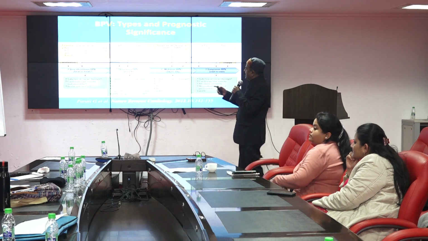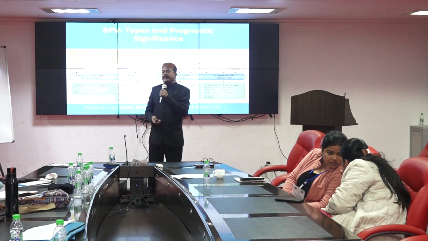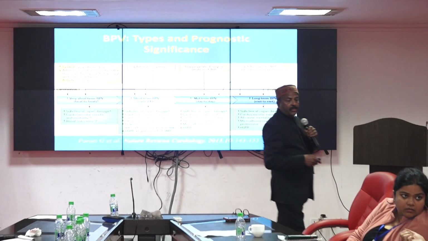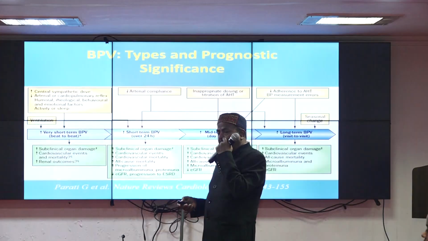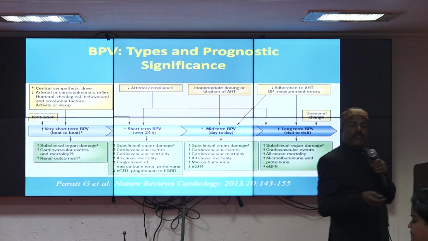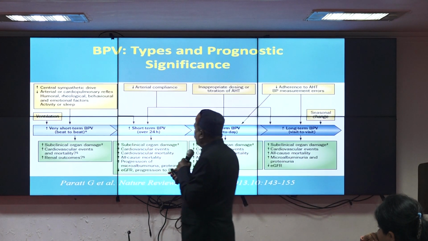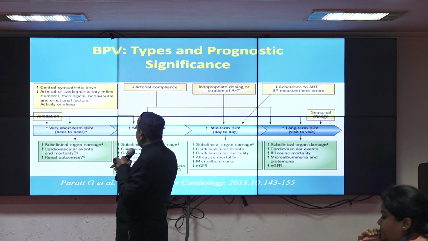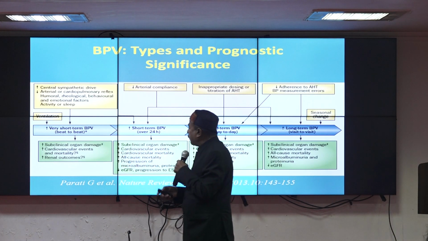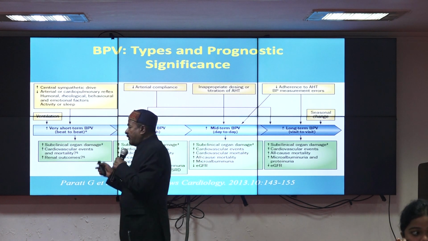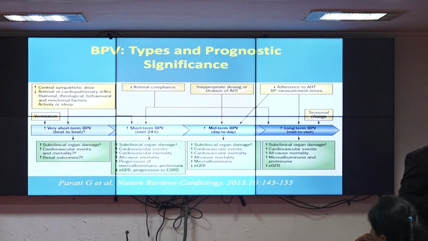And here it has been found related more with subclinical organ damage, beat to beat variability. And the cardiovascular events have been found more related with the beat to beat variability, and the renal outcomes were found related to that, but it's still a question mark. We have both types of results, but no doubt about subclinical organ damage and cardiovascular events being related to beat to beat variability.